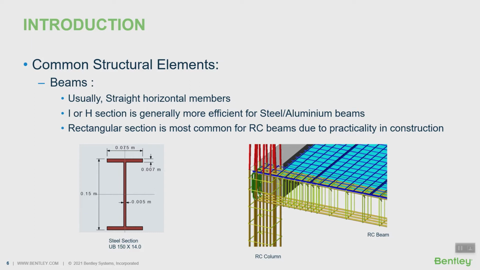Beams are usually straight and horizontal members that are mainly used to carry vertical loads, and they are primarily designed for resisting bending moment. Depending on the type of the structure, the material used for a beam can be reinforced concrete, metal like steel and aluminum, and also timber. If concrete is the material used, then rectangular sections are mostly applied. For a steel or an aluminum beam, you will generally see an I or H section being used.